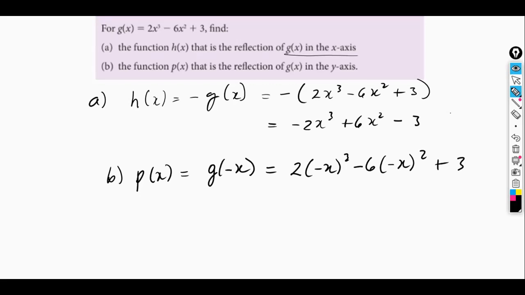And then what we do is apply the rules for signs and powers. So this would be negative 2x cubed, because this is odd, so this number, whatever it is, will be negative. Then we have minus 6x squared. This will not be positive because anything squared is positive, plus 3. So P of x would be the reflection across the y-axis, and H of x would be the reflection across the x-axis. And we're going to see that graphically next.